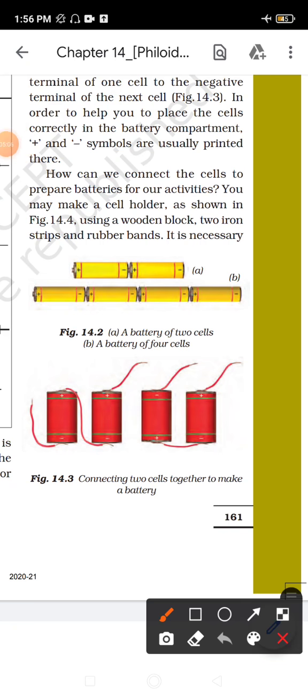So students, while making a battery, you have to make sure that the negative terminal of the first cell is connected to the positive terminal of the other cell. Then only will the electrons or electric current flow through it. But if you connect the negative terminal to the other negative terminal, then the current will not flow through the circuit.